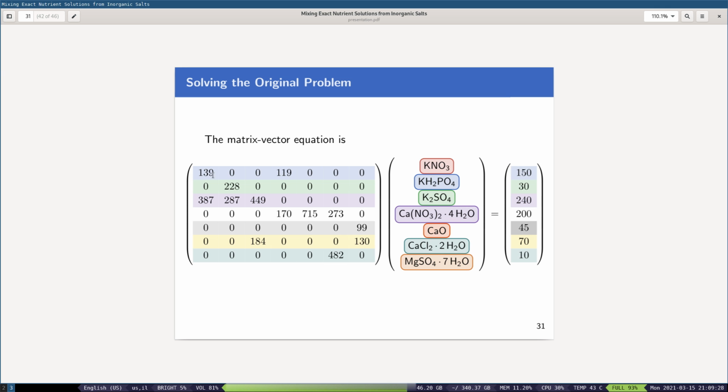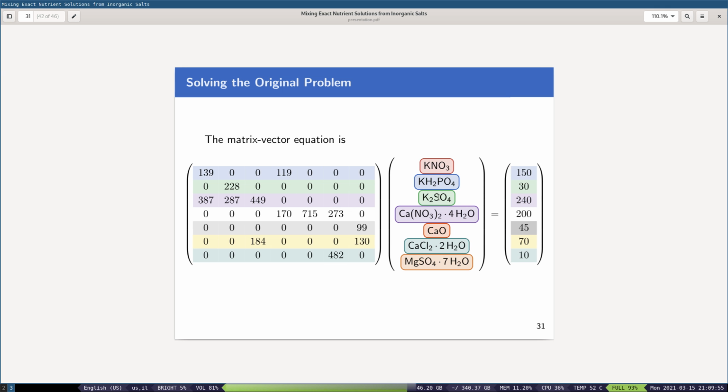We get 139 ppm per gram times the mass of potassium nitrate in grams, plus 0 times these salts, plus 119 times the amount in grams we have from this salt. So it exactly calculates for nitrogen how much each of these compounds adds to the solution. And if you look, for example, at calcium, it's the same story.